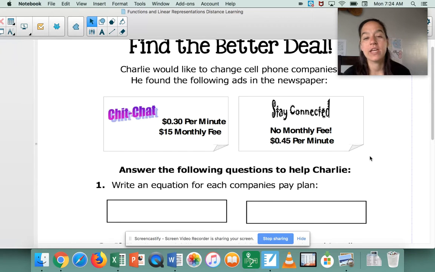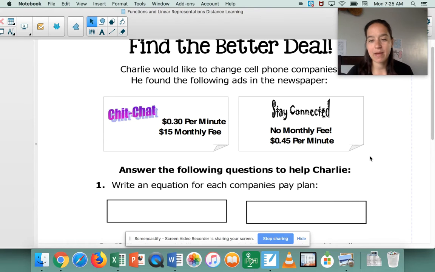The first thing, it says, find the better deal. Charlie would like to change cell phone companies. He found the following ads in the newspaper. The company Chit Chat costs 30 cents per minute, but it also costs a $15 monthly fee. The company Stay Connected costs no monthly fee, but it does cost 45 cents per minute.